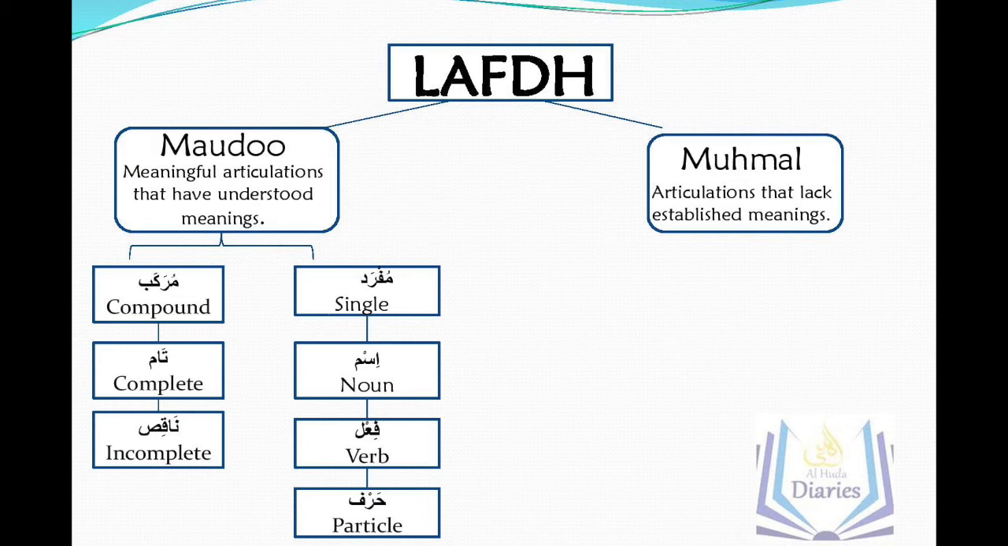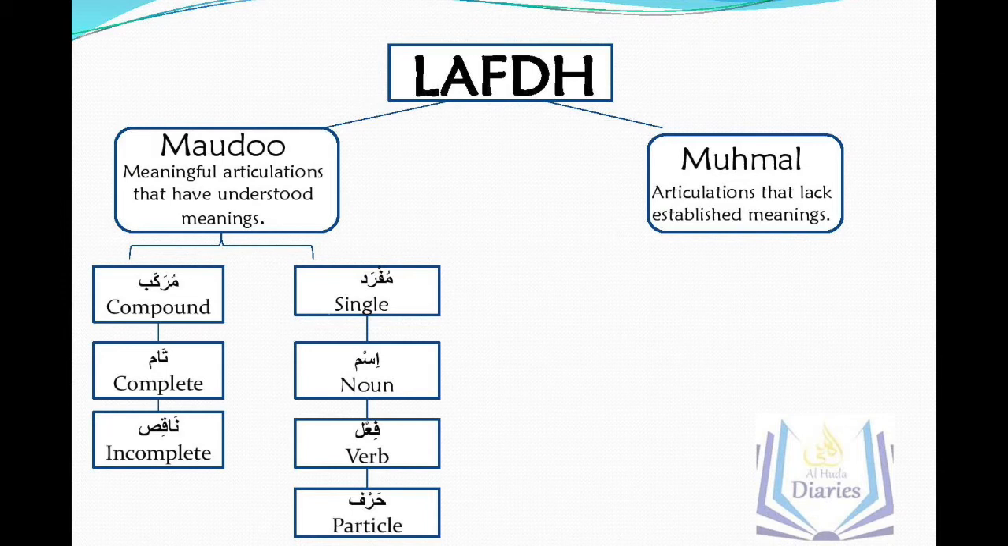First, let's look at mufrad. As mentioned previously, mufrad, that is single words, is divided into three categories. That is ism, which is noun, fi'l, the verb, and harf, particles. When it comes to ism, it is not sufficient to say that ism is just the name of a person, object, place, but we also have to remember two more points when it comes to Arabic grammar in particular. That is, ism always conveys a complete meaning, and number two, it has no reference to time.